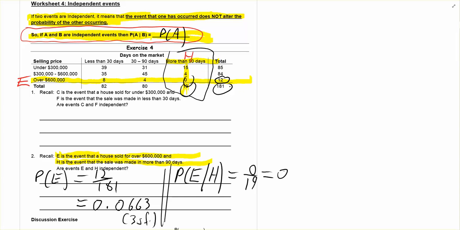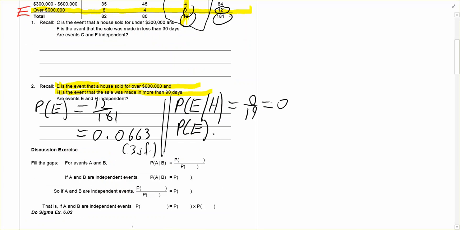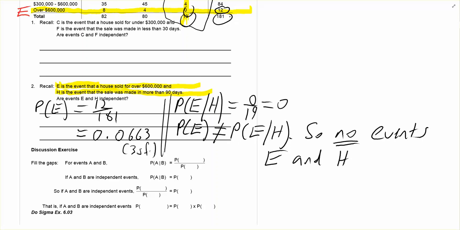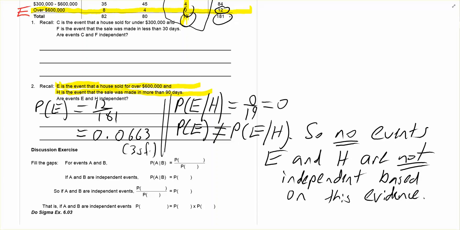So the probabilities, are they the same? No, they're not. Probability of E is not equal to the probability of E given H. So no, events E and H are not independent based on this evidence.